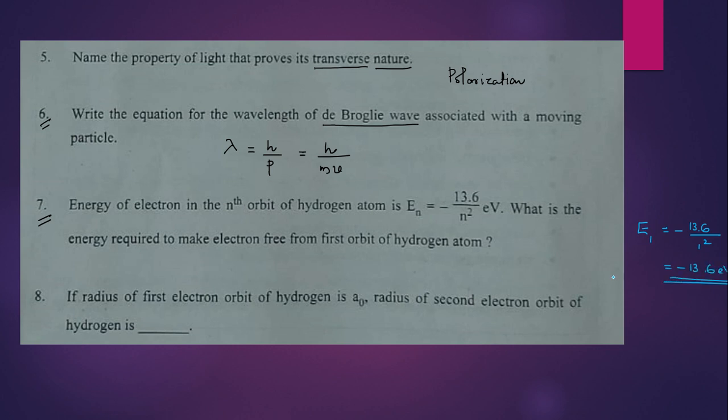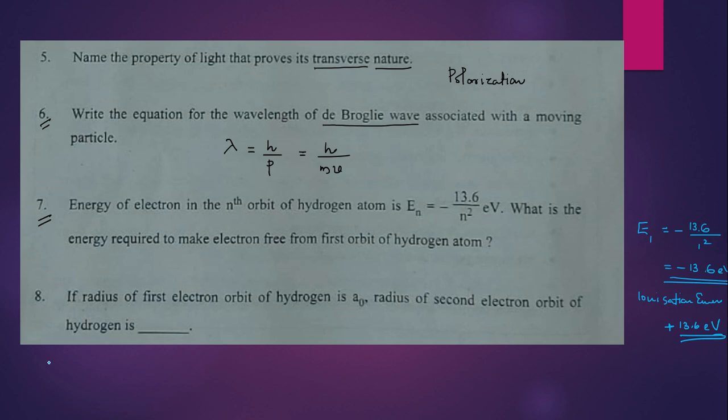So in order to make electron free from, അല്ലെങ്കിൽ ഒരു ഇലക്ട്രോണിനെ ആ ഓർബിറ്റിൽ നിന്ന് മാറ്റി അവനെ അയണൈസ്ഡ് ആക്കാൻ, that means the ionization energy, it takes the value opposite of that one. So 13.6 electron volt is needed to make electron free from the first orbit of a hydrogen atom. So 13.6, that is the answer.